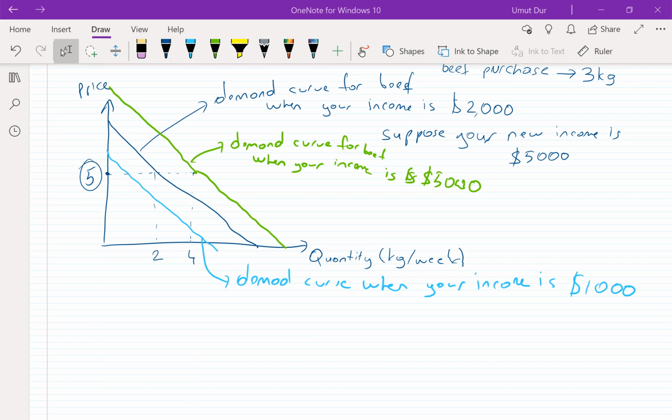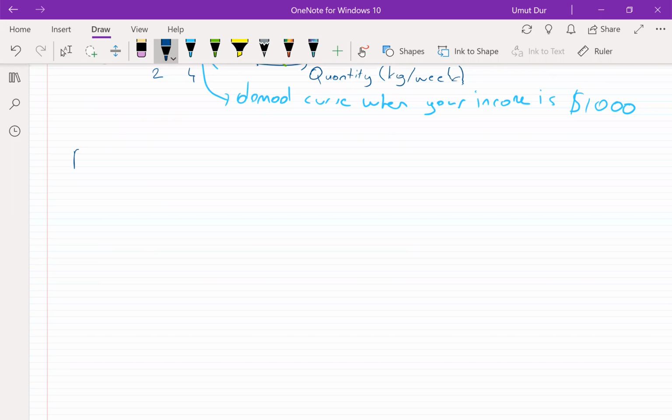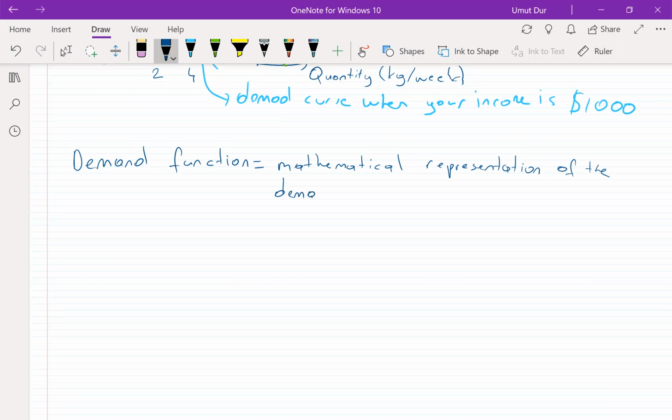So this is the demand curve, and we saw the shifts on the demand curve yesterday. So today we will start with the demand function. Okay, and it will be basically the mathematical representation of the demand curve.